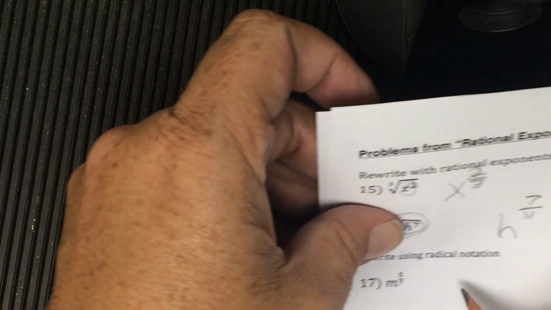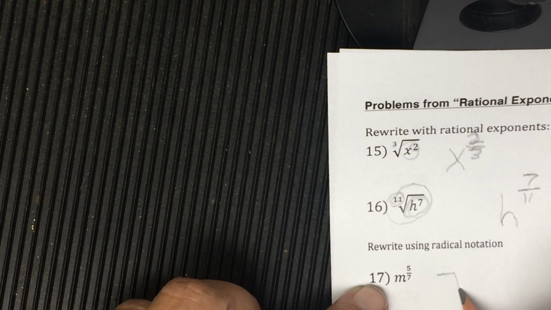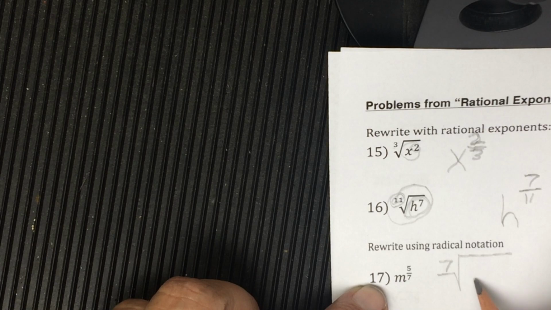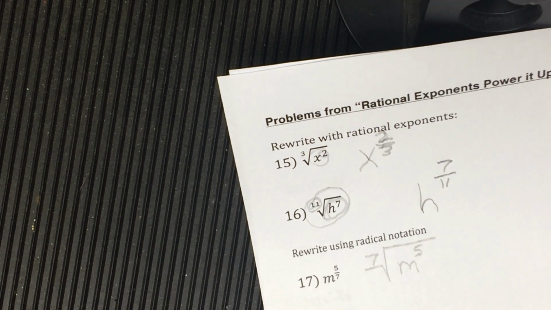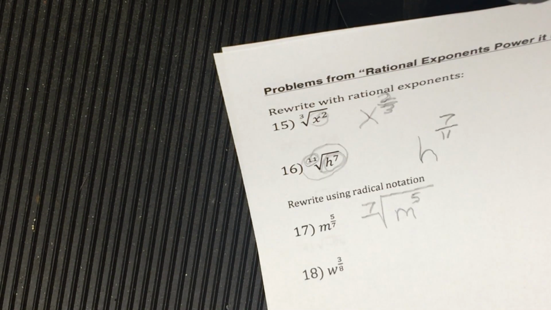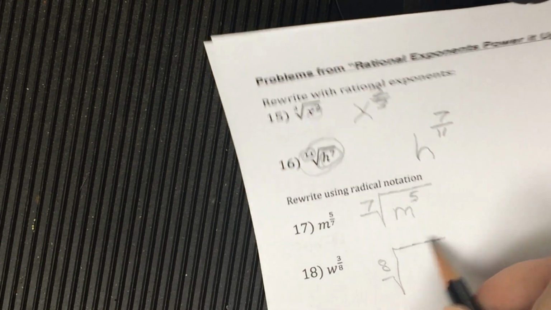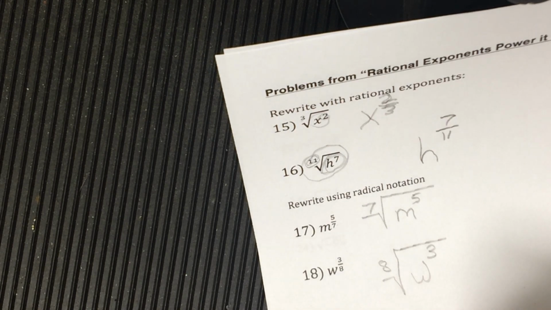Okay, rewrite using radical notation. So now we're going to go the other way. We draw the root first. So I want a root 7 because that's on the bottom. And then I want m to the power of 5 inside. The w to the 3/8: I need a root 8, and then I'm going to take w to the power of 3 and put it inside.